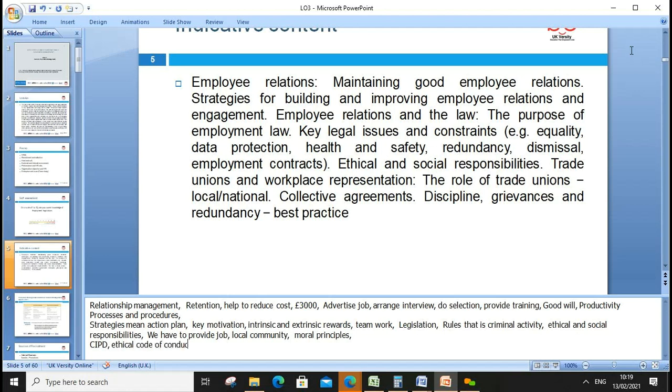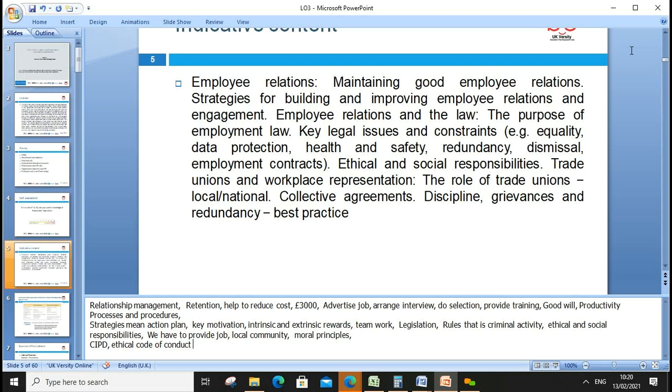So ethics, and if you're a member of CIPD, you have to follow the ethical code of conduct on how the business will be run. So these are the crucial things which we'll go through.